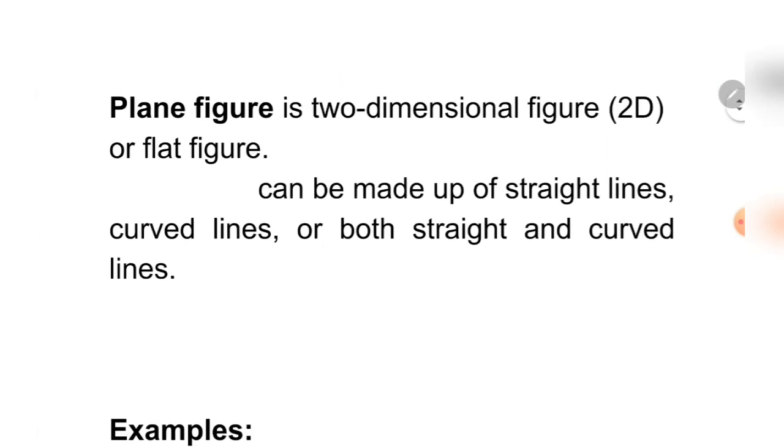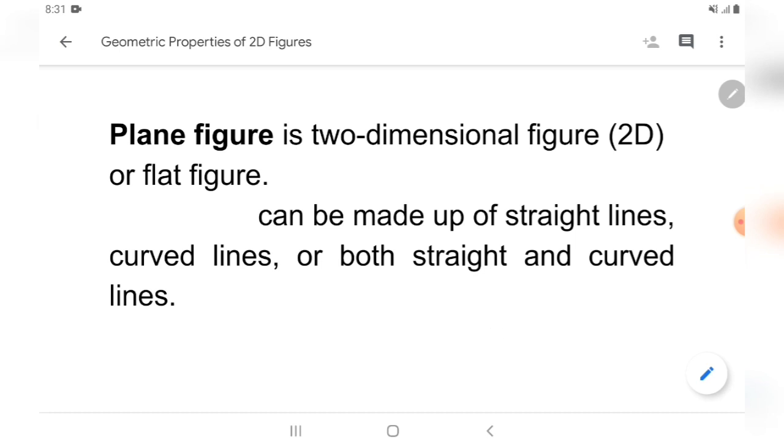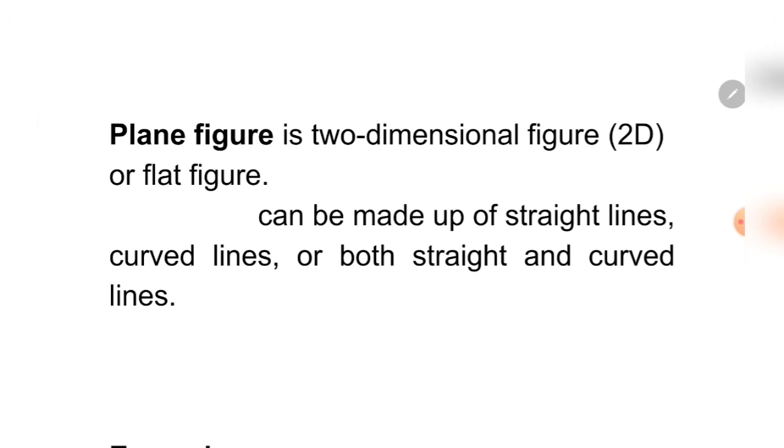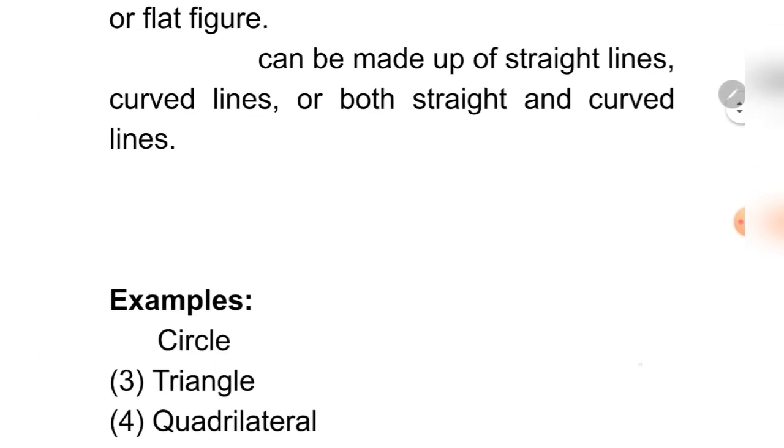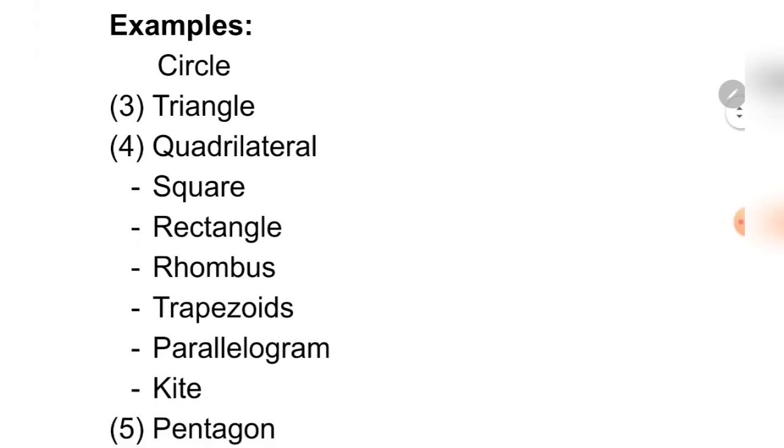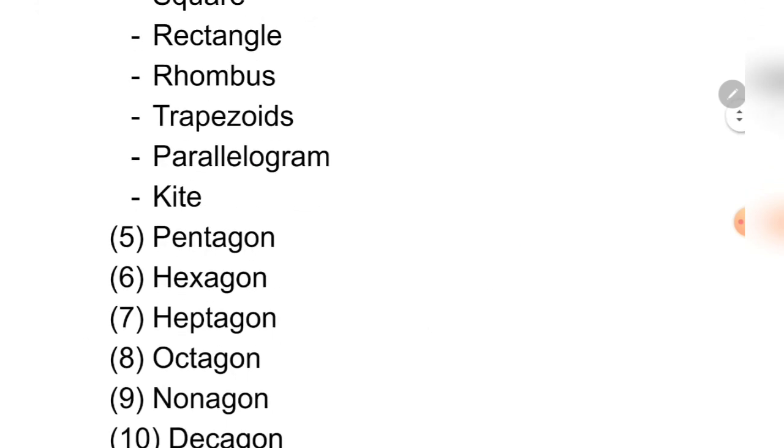Next, we will discuss plane figures. A plane figure is a two-dimensional figure, or we can call that 2D or flat figure. A plane figure can be made up of straight lines, curved lines, or both straight and curved lines. Examples are circle, triangle, quadrilateral, and there are kinds of quadrilateral: square, rectangle, rhombus, trapezoid, parallelogram, kite.